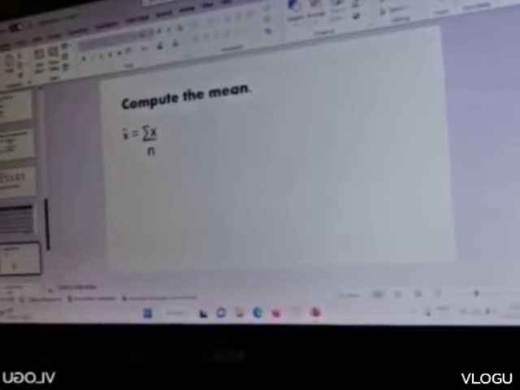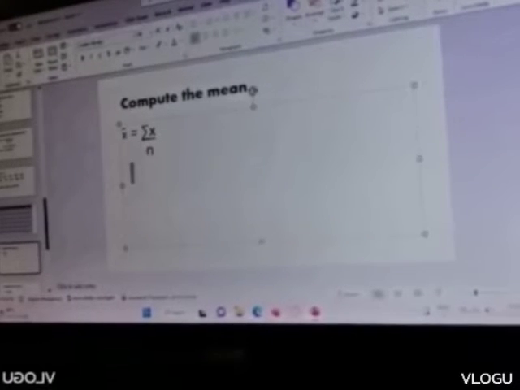So we're done computing them, so we have to add them all. So the total is 123,400. We're done in making the table. So next is to compute the mean.